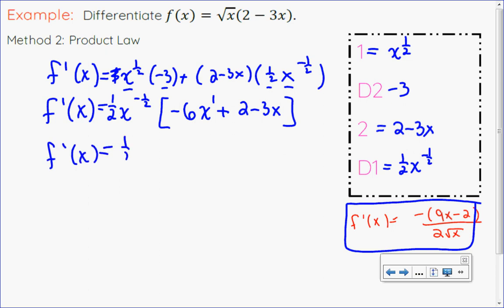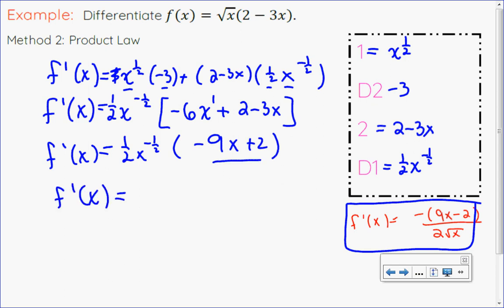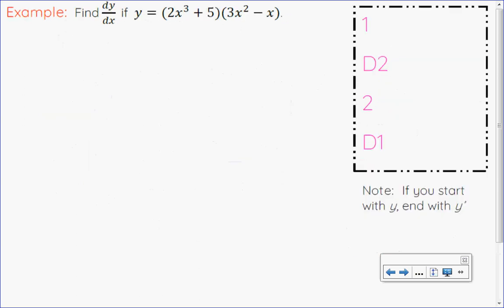So keep everything the same on the outside and then simplify the inside. So I'm going to have negative 6x take away 3x is negative 9x plus 2. And you see I arrive at the same point I was before. So to make this a positive, I take out the negative to make my leading coefficient positive. And then divide by 2 root x. And you can see I get the same answer in what I think is a little bit of an easier way. So now that we've done product law, let's try another one.